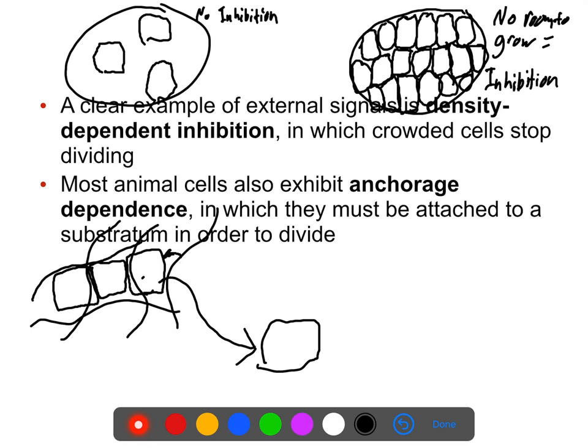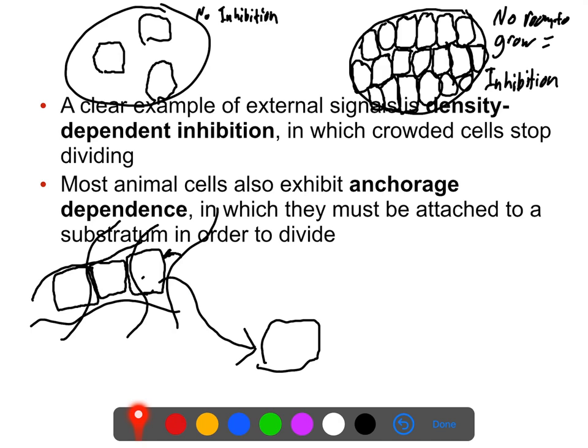So cells that are largely supposed to remain stationary, which is most of the cells in your body, can only reproduce if they are anchored to the right place, wherever it is that they are supposed to stay. And these two things are both to prevent the growth of cancer. In order for cells to become cancerous, they have to lose both of these dependencies.